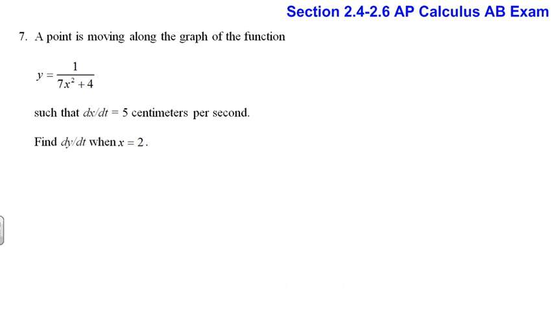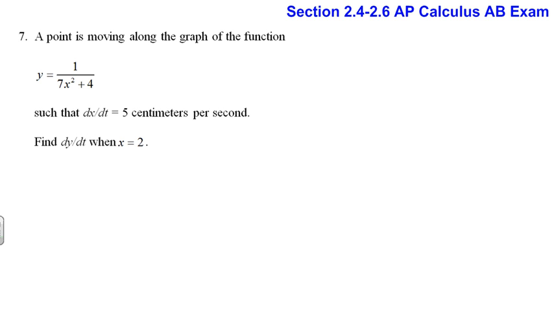So a point is moving along the graph of a function, y equals 1 over 7x squared plus 4, such that dx/dt equals 5. That means that the change in our x with respect to time is going to be 5 centimeters per second. Find dy/dt when x is equal to 2. So we want to find the rate of change of y with respect to time.